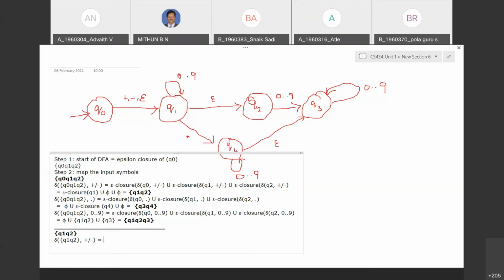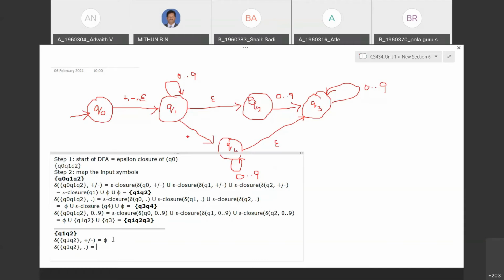I can easily say null because there is no transition for plus and minus in either Q1 or Q2. I have written directly null there. Next, Q1, Q2 with dot. What is Q1, Q2 with dot? It is Q1 with dot union Q2 with dot.